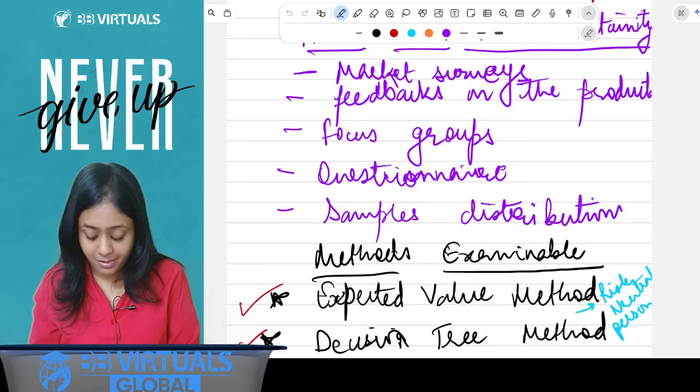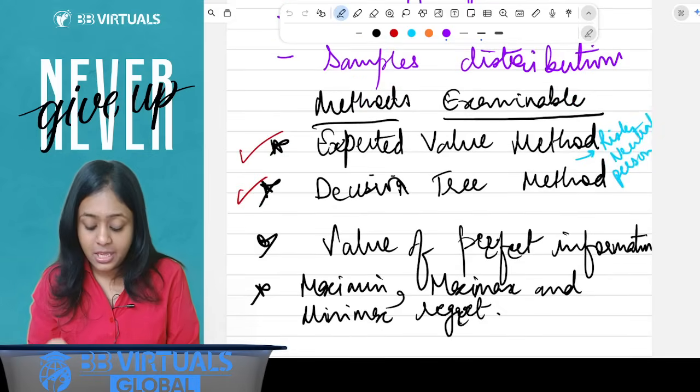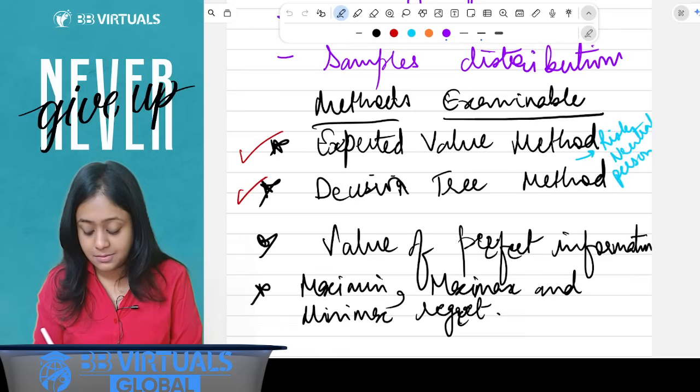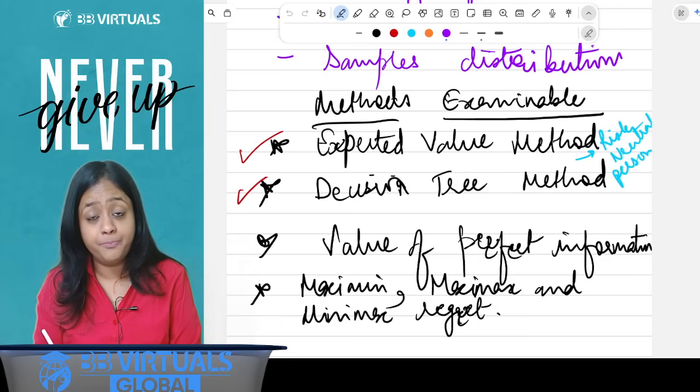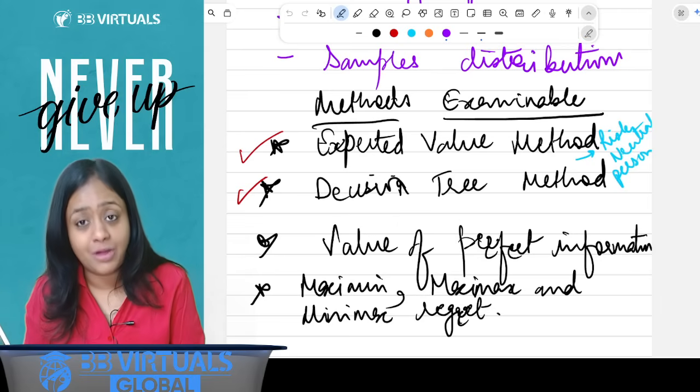Now, generally the examinable methods for your exam are the expected value method, decision tree method, value of perfect information, maximax, maximin, and minimax regret methods. Let's take them one by one.